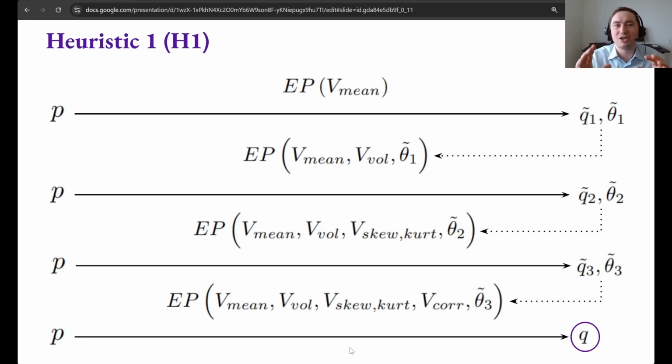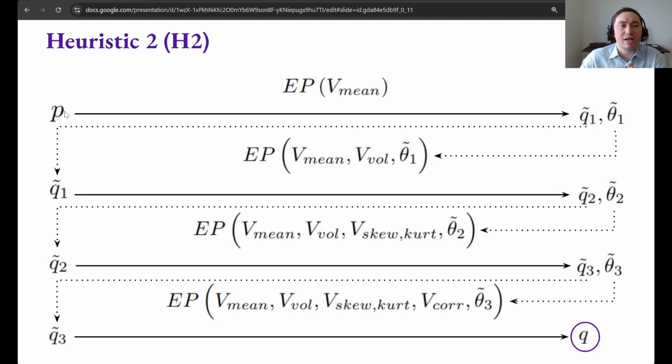But I try to keep this slide nice and simple. So basically, we have two different ways of processing it sequentially. One where we always use the prior as the starting point when we have this relative entropy minimization, and then the other one is where we use these intermediate posterior probabilities that we obtain.